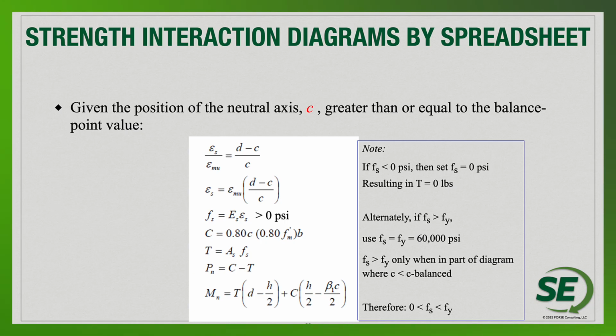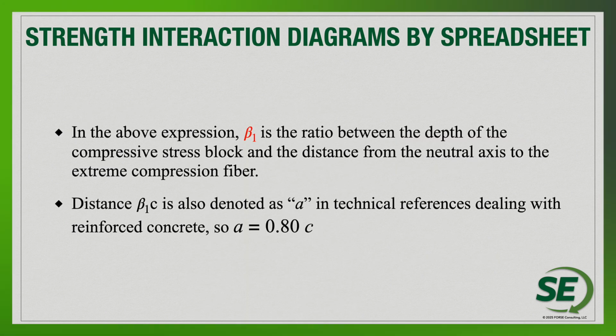So more equations, again, given the position of neutral axis C greater than or equal to the balance point, you can see what the resulting equations would be for axial capacities and moment capacities. Beta in that is the ratio between the depth of the compression block and the distance to the neutral axis. Beta C is denoted as A in technical references dealing with reinforced concrete. So A is equal to 0.8 times C.